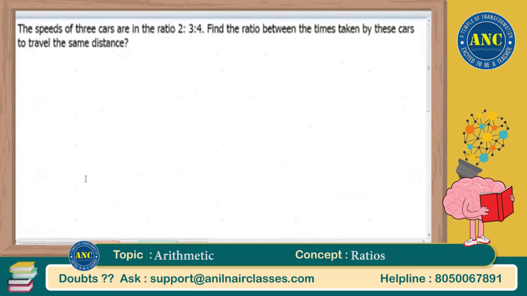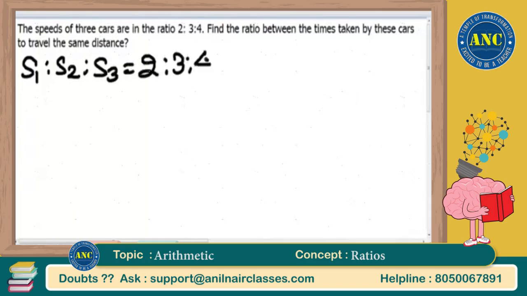Please see this question. So many times it has come in the examination with change in numerical values. The speeds of 3 cars are in the ratio 2:3:4. Speed ratio is given as 2:3:4. Find the ratio between the time taken by these 3 cars to travel the same distance. The catch in the question is the same distance. That means the distance is constant.